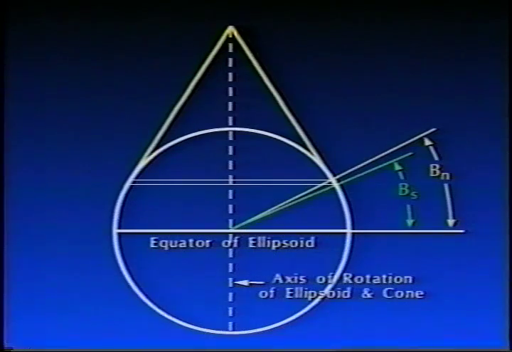Now we see a cone generated through the two exact scale parallels. This means that it is a secant cone. In other words, the surface of the cone is within the surface of the ellipsoid between the standard parallels and outside it towards its apex and towards its skirt. The axis of the cone is coincident with the axis of rotation of the ellipsoid. For each unique pair of standard parallels, a unique cone will be created.